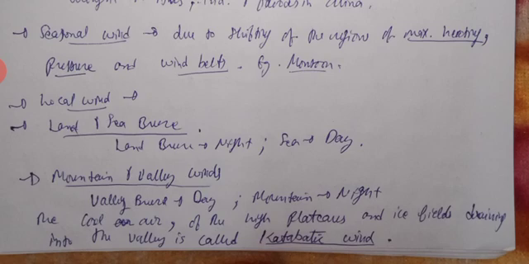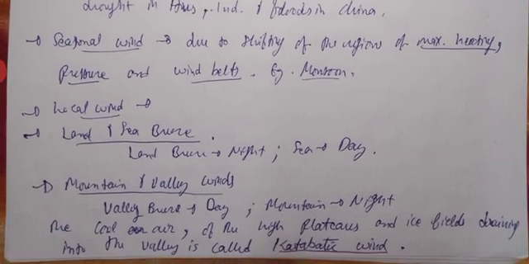Next point, seasonal winds. Due to the shifting of the regions of maximum heating, pressure and wind belts, there happens to be a seasonal wind. Example, monsoon in the Indian Ocean.